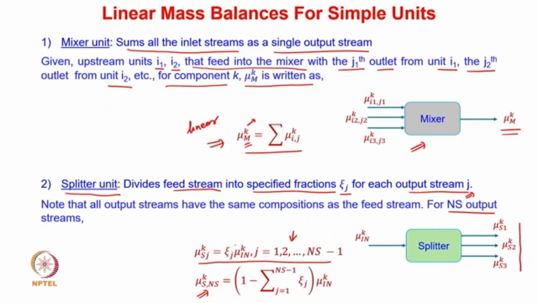The summation of zeta j from 1 to ns gives you 1. So clearly, for the last stream the zeta j value is not required; only the zeta j values up to ns minus 1 streams are required, and for the last stream the zeta value is 1 minus the summation of all the zeta j's up to ns minus 1 streams. With these two equations we can solve the mass balance for the splitter. Again, both these equations are linear in nature.